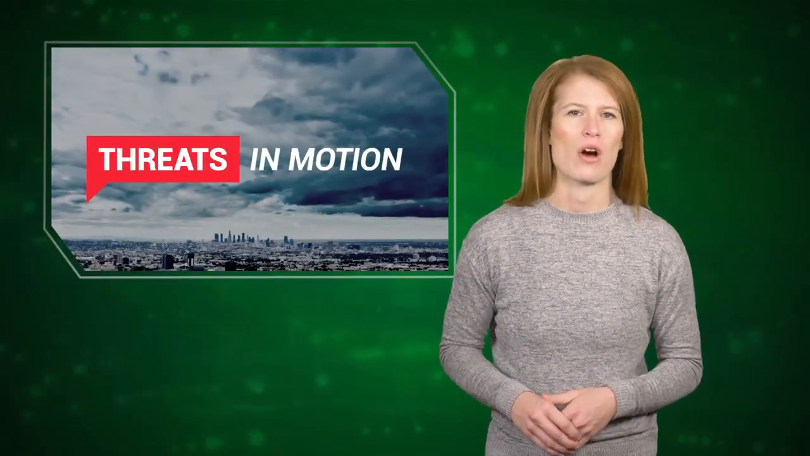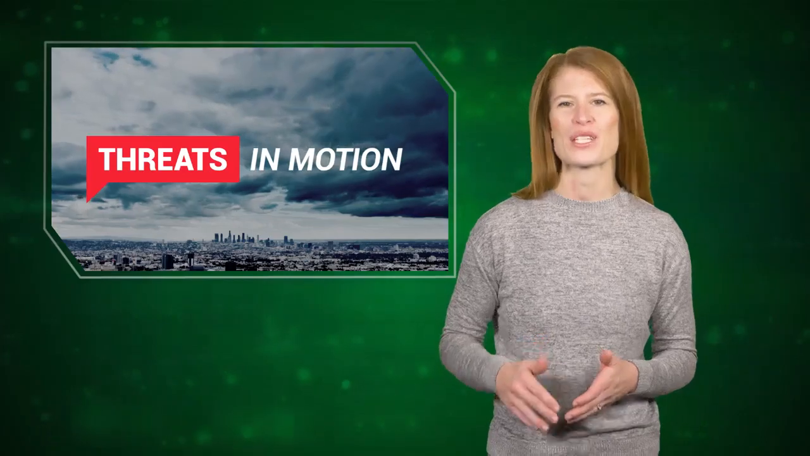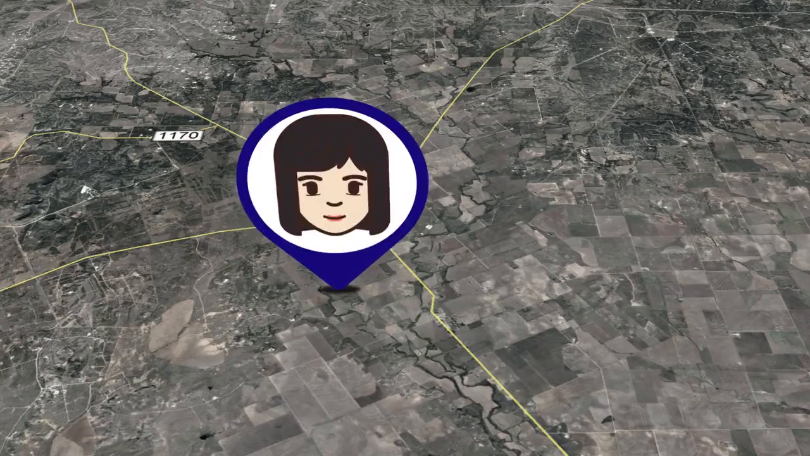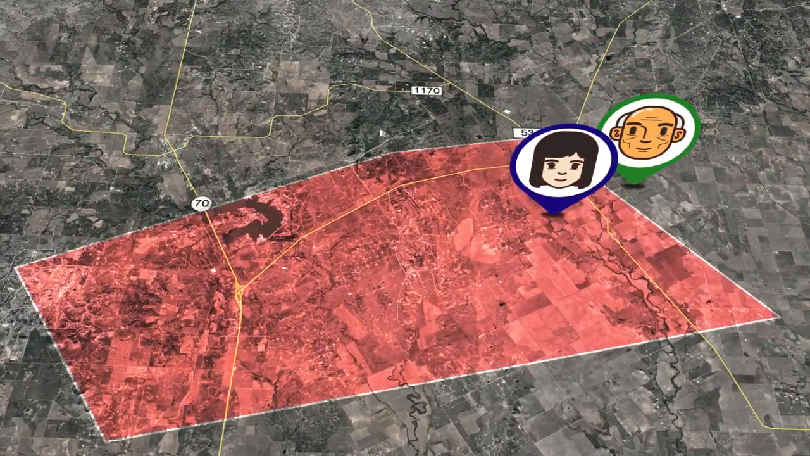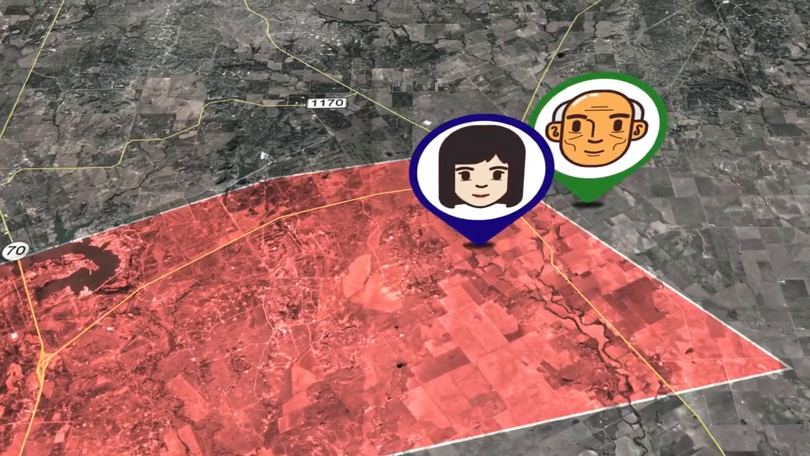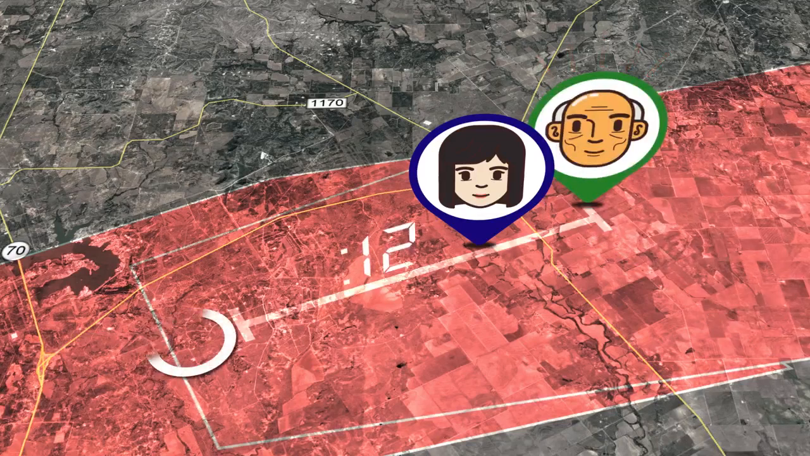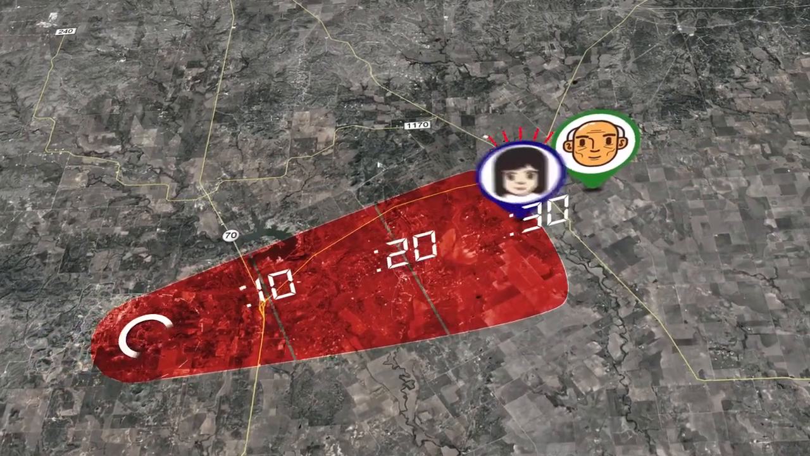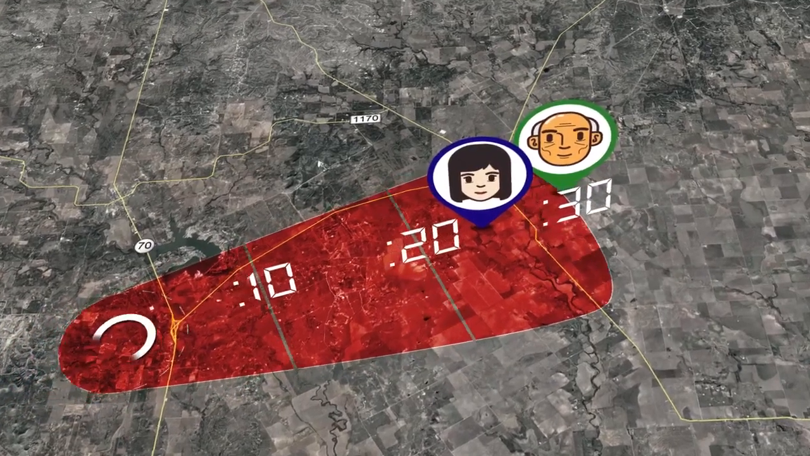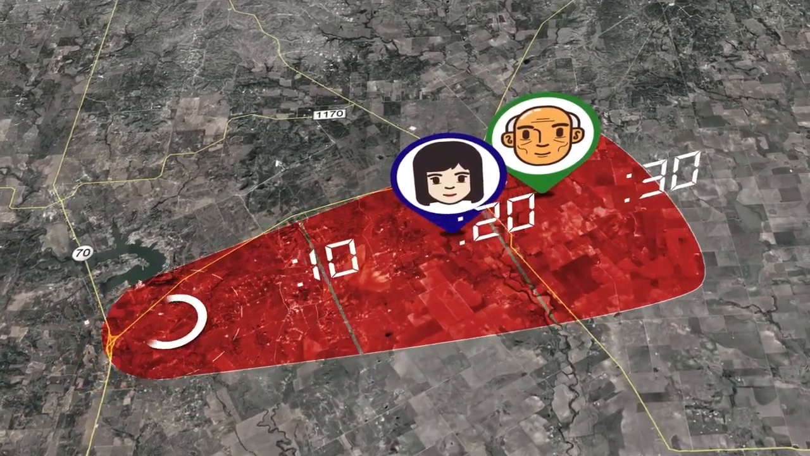Here's an example of how threats in motion gives people more time to react. Let's say Jane lives here and Hector lives here. With the traditional warning polygon, Jane gets an alert with plenty of time to take action. Hector, on the other hand, is just outside the warning polygon and doesn't get the alert until the next warning is issued. Hector has less time to take precautions. Now compare the same situation with threats in motion. With a moving warning, both Jane and Hector receive an equal heads up.